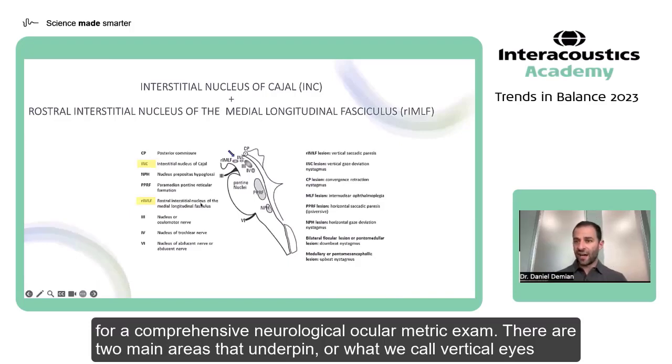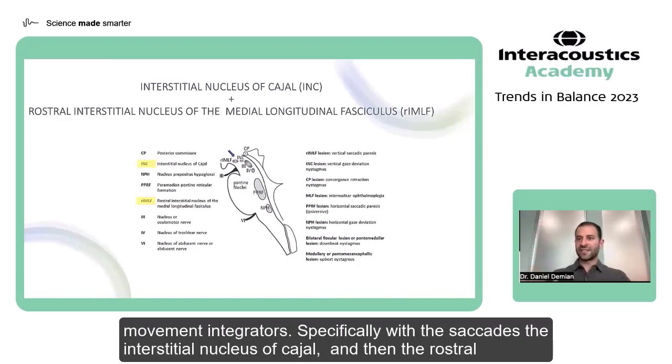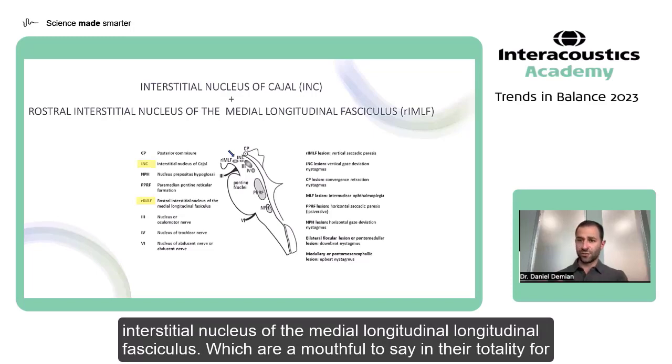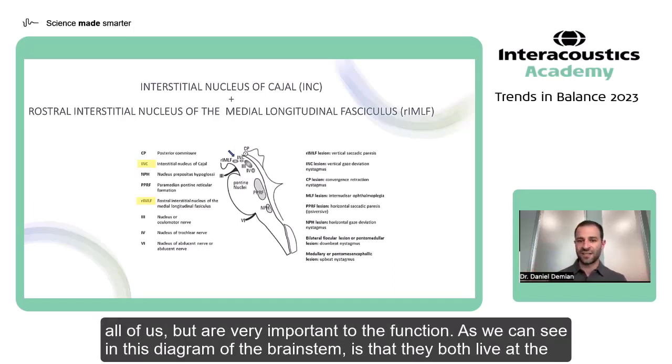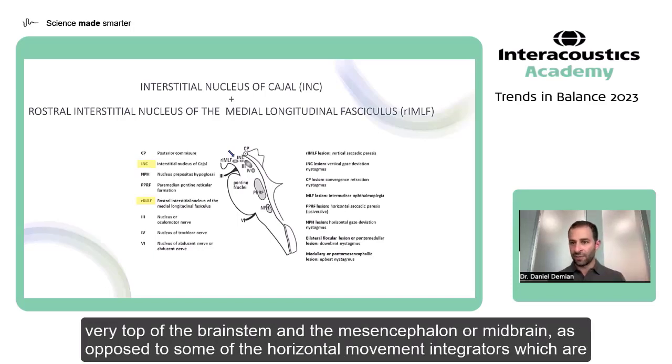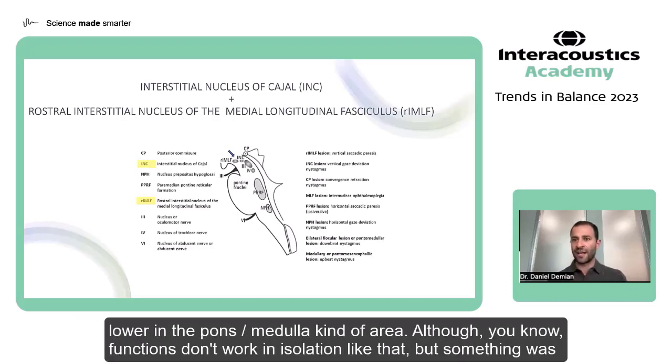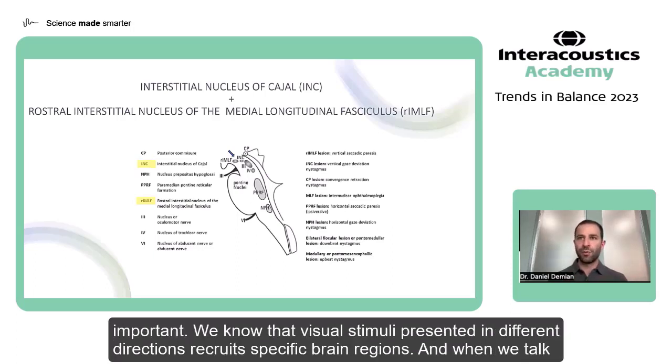There are two main areas that underpin what we call vertical eye movement integrators, specifically with saccades: the interstitial nucleus of Cajal, and the rostral interstitial nucleus of the medial longitudinal fasciculus, which are a mouthful to say, but are very important in terms of function. As we can see in this diagram of the brainstem, they both live at the very top of the brainstem in the mesencephalon or midbrain, as opposed to some of the horizontal eye movement integrators, which are lower in the pons/medulla area. Although functions don't work in isolation like that, it's something that's important.